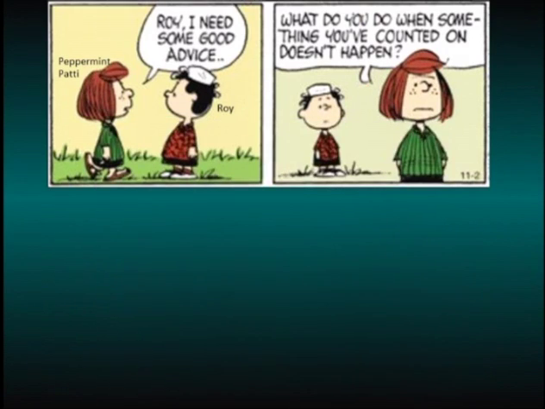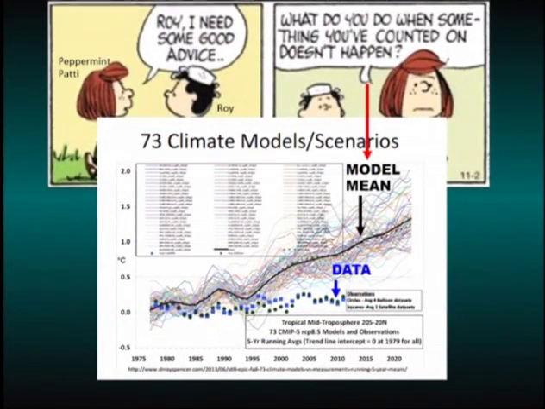There we go. So Roy says, Peppermint Patty, I need some good advice. What do you do when something you've counted on doesn't happen? Well, here's something we counted on that didn't happen. Here's Roy Spencer's famous diagram. Here's the mean of the models, or, I forget what they call it. What do they call them? Not the consensus of the models.